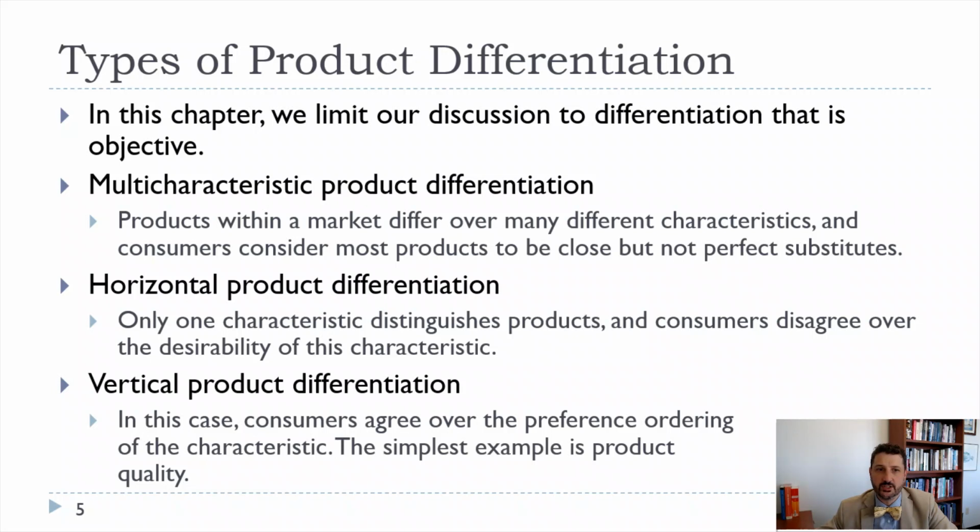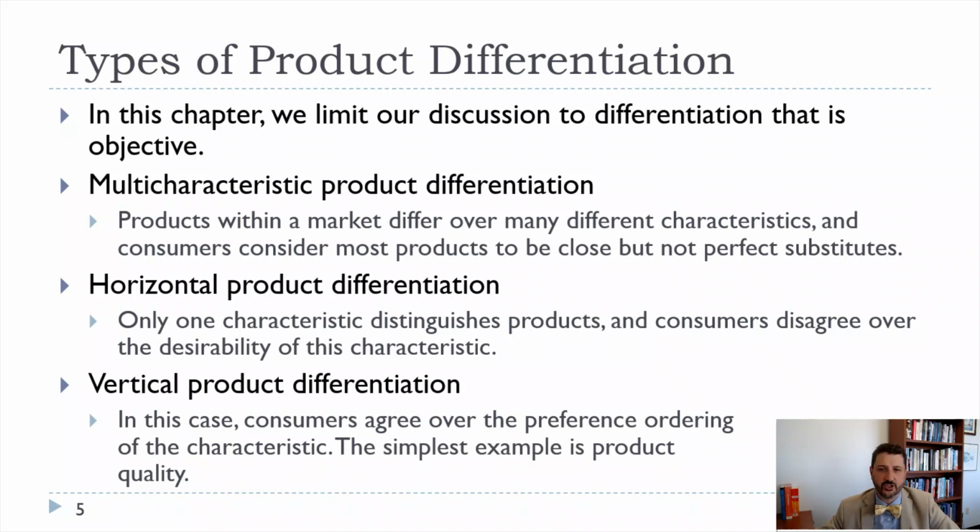So we'll really talk about three different types of product differentiation. The first is multi-characteristic product differentiation. That's where products can differ over a bunch of different characteristics, right? And so here we see that products will be close but not perfect substitutes. If you think about different smartphones, right? An iPhone versus a Samsung Galaxy versus a Google Pixel versus a Motorola, whatever. They all pretty much do the same thing, but they're not perfect substitutes.